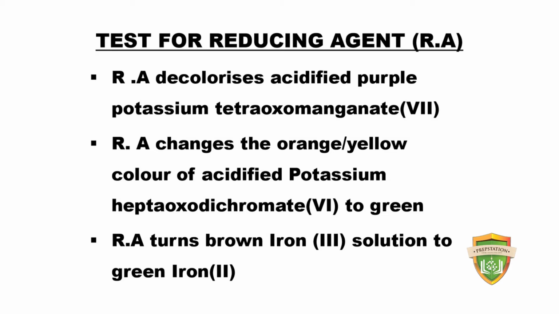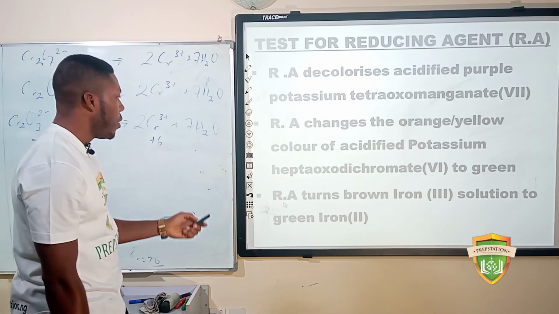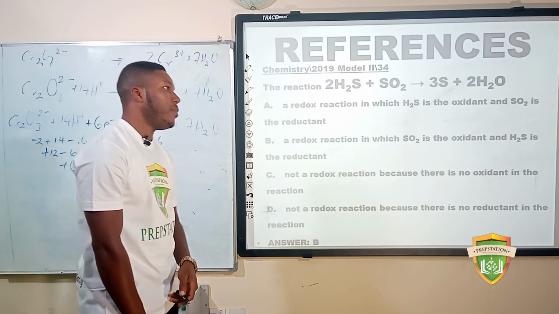Second test, it will change either you call it yellow or orange. They're the same, depending on the test we are using. Some textbooks use orange, some use yellow. They are all correct. So it will change the orange or yellow color of acidified potassium heptaoxodichromate 6 to green. So whenever that happens, that compound contains reducing agents. Then lastly, it will also turn brown iron 3 to iron 2. So any of these 3 shows that we have a compound that contains reducing agents.